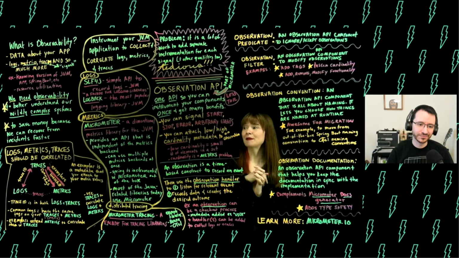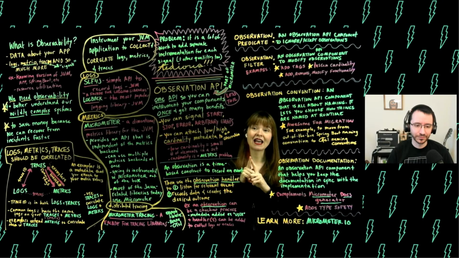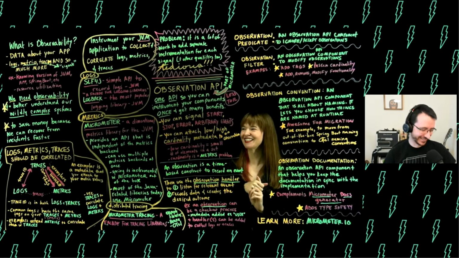But we need observability for a couple of reasons. One is our systems have become wildly complex. So to begin to understand those, we need observability. And then we also need observability to save money, and specifically to save money by recovering from failures faster and learning from the failures so we can prevent them in the future.